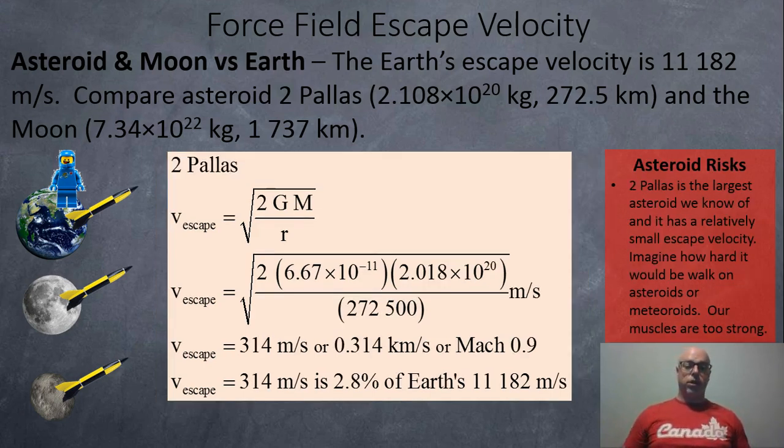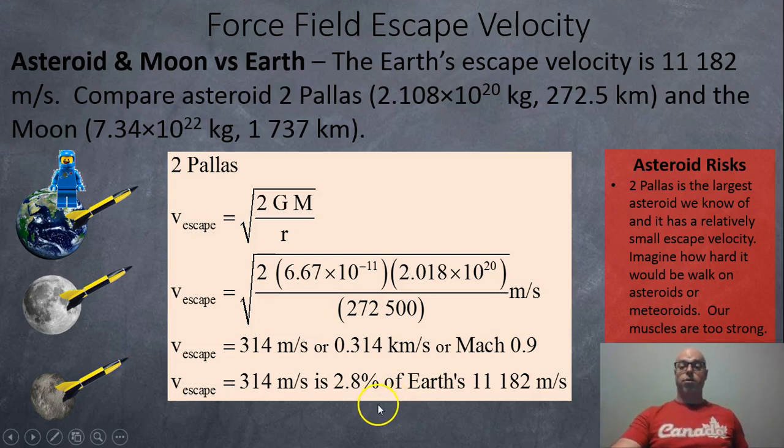Okay, how about 2 Pallas, the largest asteroid in the solar system? That turns out to be only 314 meters per second, or 2.8% of the Earth's escape velocity. So imagine trying to walk on that planet. It'd be pretty hard to do.